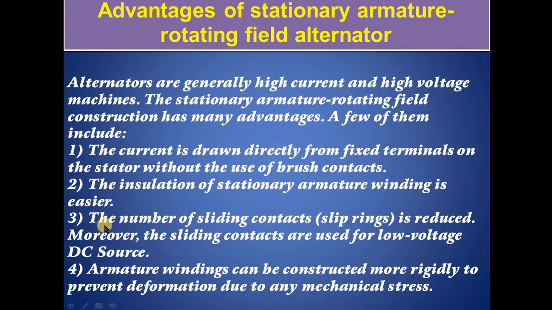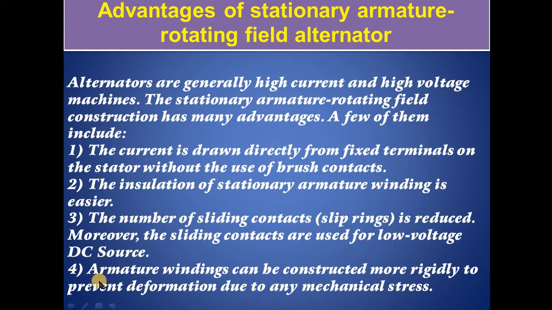The insulation of stationary armature winding is easier. The third advantage is the number of sliding contacts, slip rings, is reduced. Moreover, the sliding contacts are used for low voltage DC source. So this is a very important point. Sliding contacts are used for low voltage DC source.